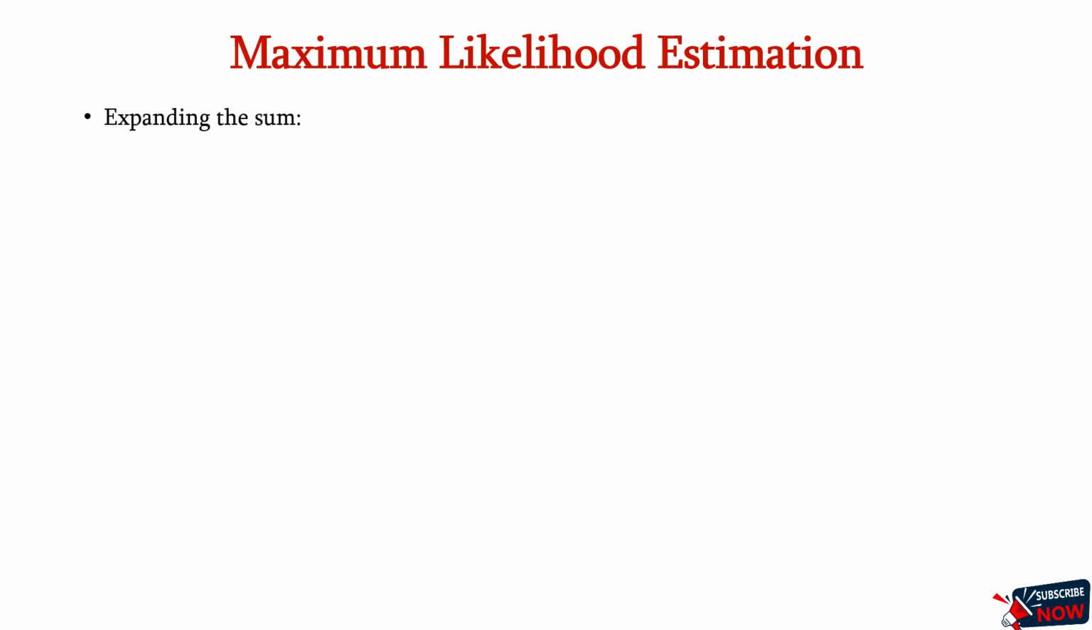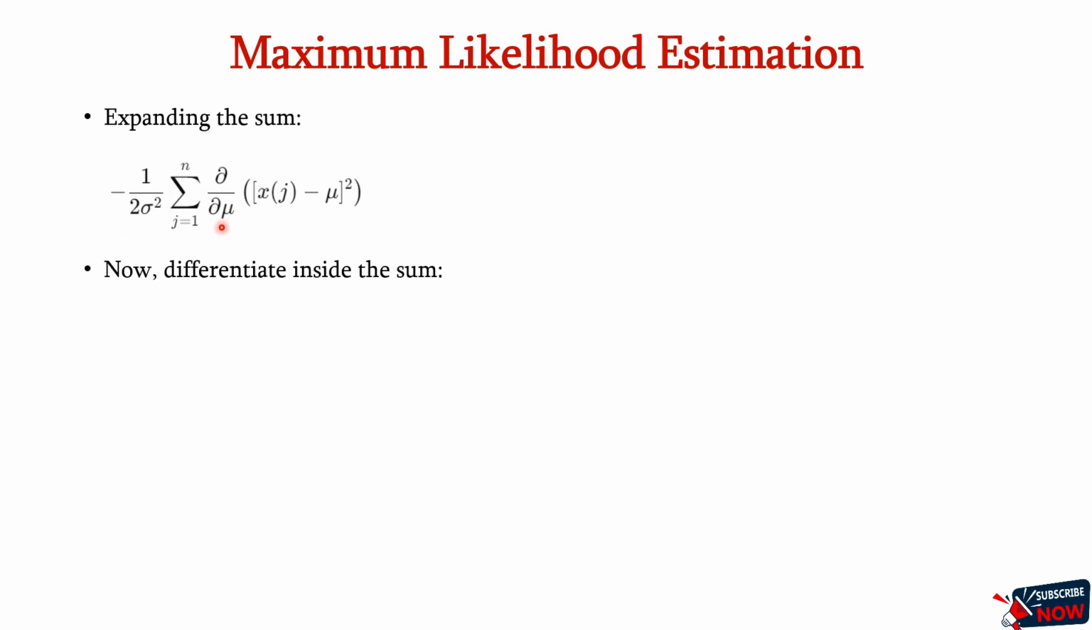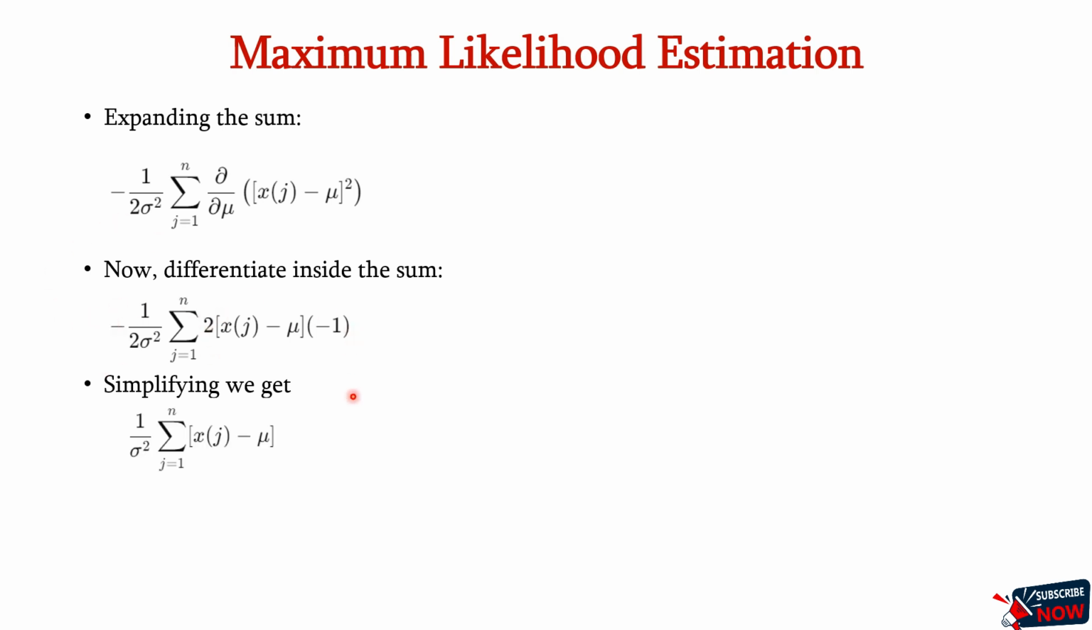Now for expanding the sum, let us take the derivative inside the summation as mentioned here. After this, let us differentiate inside the sum. After differentiation, we get 2 into x of j minus mu into minus 1. So if we apply differentiation to x of j minus mu whole square, we can write it as 2 into x of j minus mu, and in terms of mu we can write it as minus 1. We can further simplify this equation by cancelling 2 and 2 here, and the minus also gets cancelled. So we can write the equation as 1 by sigma square into summation of x of j minus mu. So let us set this derivative to 0 as shown here.